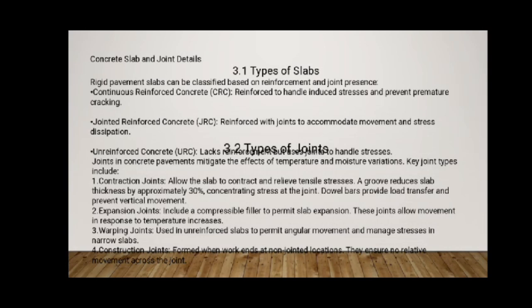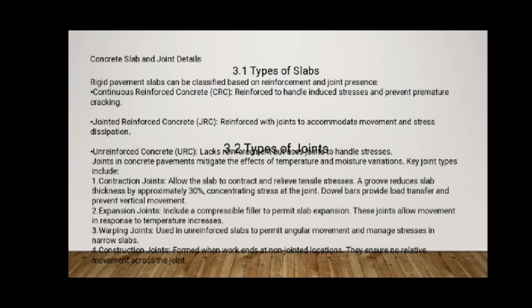Okay, next, no, yung concrete slab and joint details. Rigid pavement slabs can be classified based on reinforcement and joint presence. So, first is the continuous reinforced concrete or CRC. Reinforced to handle induced stresses and prevent premature cracking. Yung continuous reinforced concrete, ang ginagawa nito is nire-resist niya yung tensile stress and pine-prevent niya yung crack caused by the traffic loads or temperature changes. And also, to have a long-term durability.